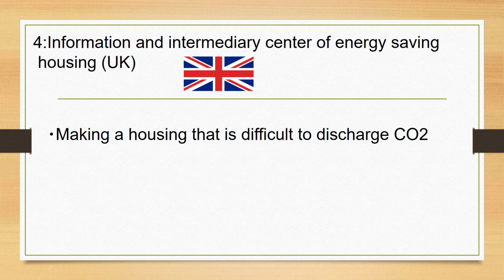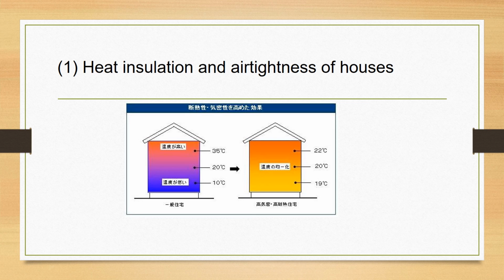The fourth solution is to utilize energy-saving housing, which is mainly done in the UK. We can build a house that does not emit CO2. Here are two examples. First, we are using insulation and housing air tightness. The air temperature of the upper and lower layers of the room can be equalized by putting insulation between the outer wall and the inner wall. This is cooler in the summer with no air conditioner, and warm in winter with no need to use stoves too much. It's very cheap and should be used.